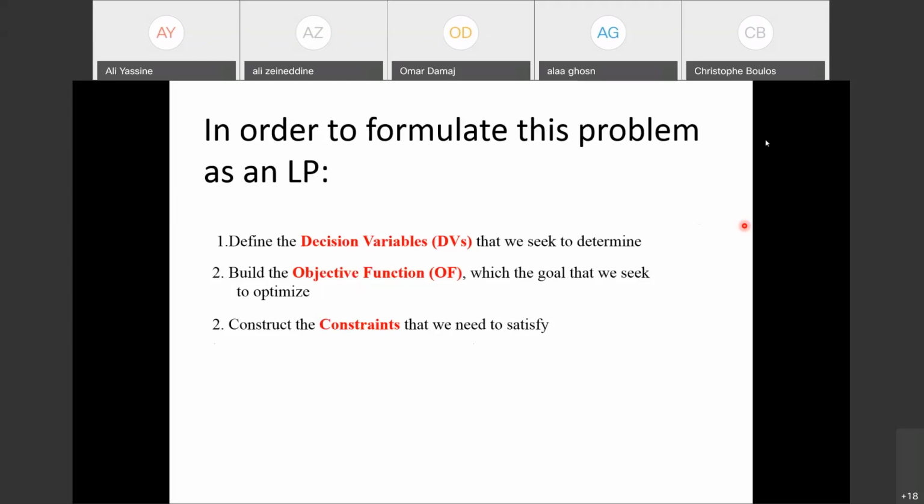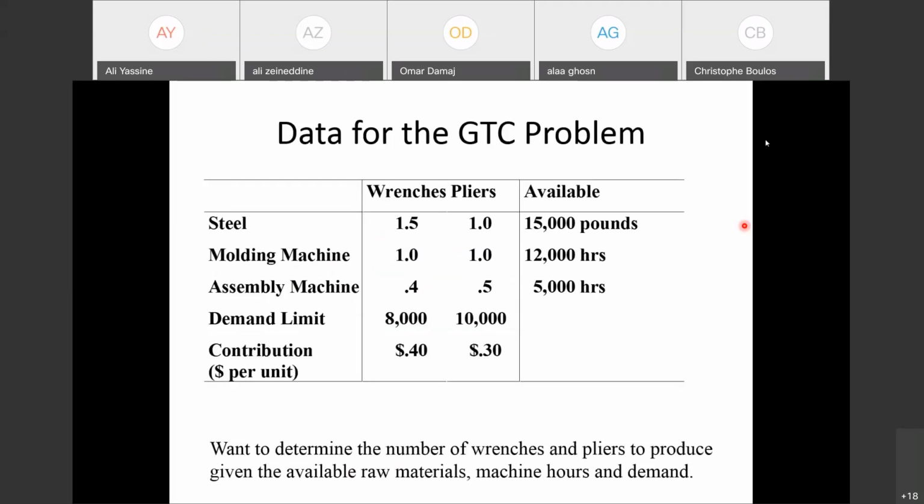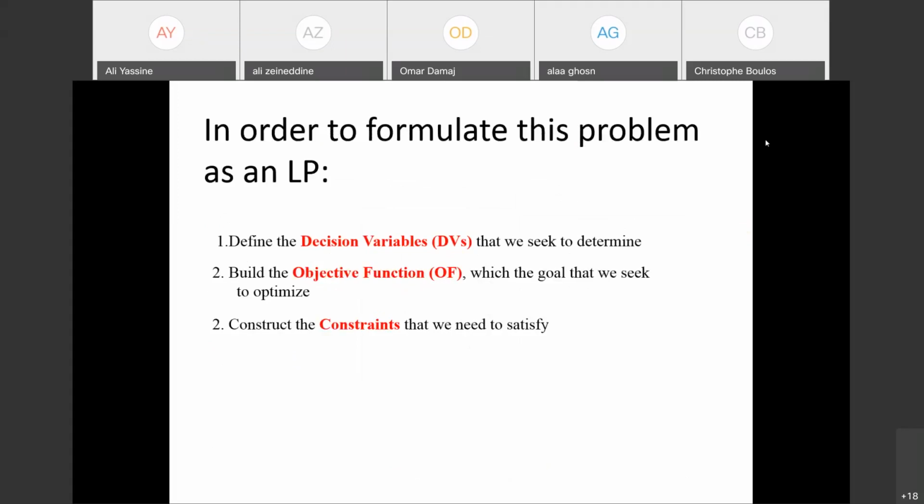Because I'm going to use that decision variable, whose value I decide on. For example, in the previous problem, or rather this problem that we're working on, the production problem for wrenches and pliers.